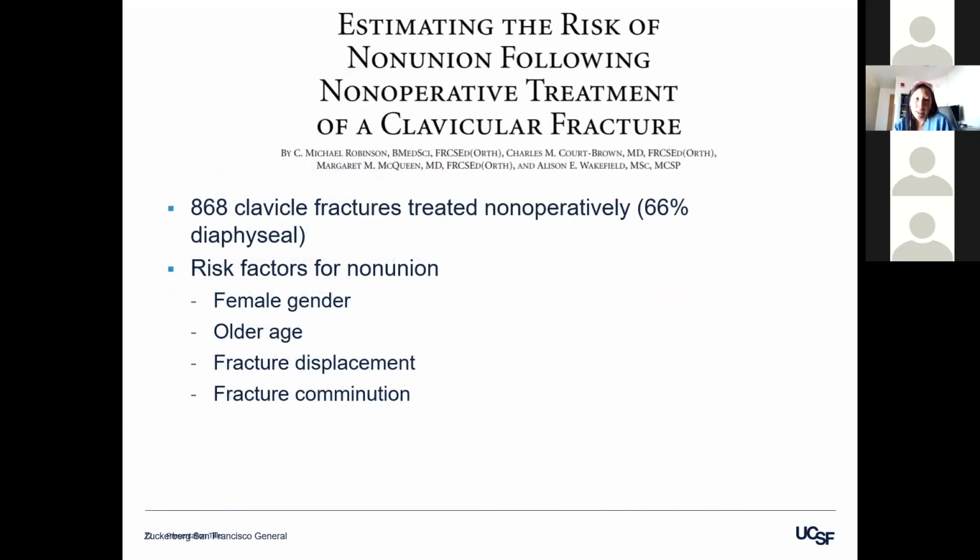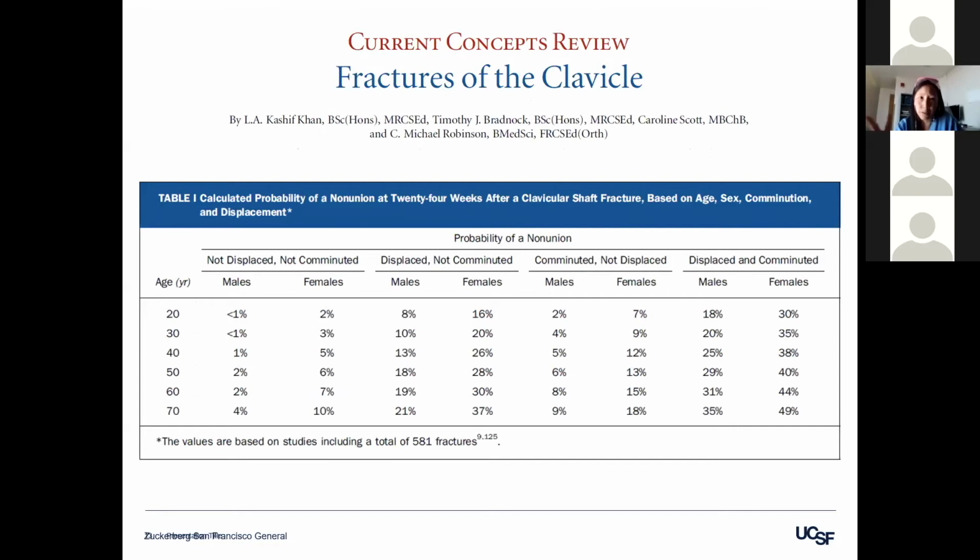So this study looked at some risk factors for non-unions that also come up on your exam questions. Known risk factors for non-unions are being a woman, being older, and also fracture displacement and comminution. Smoking is also another one, but cited in a different study.